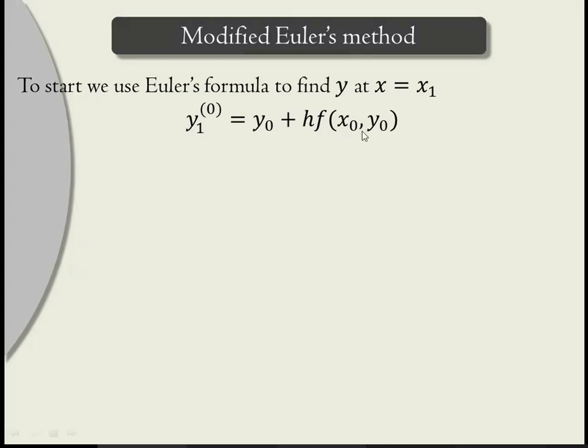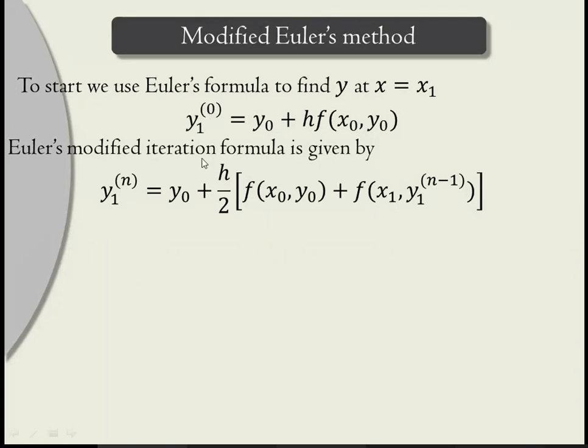After getting this, we find the next term. We try to modify this y1 by using this formula. We call this the nth iteration of y1, and it is given by y0 plus h by 2 times f of x0, y0 plus f of x1, y1 (n minus 1)th iteration. So if you want to find the first iteration of y1, we take the zeroth iteration, the value we get from Euler's formula, and the sum of that divided by 2, that is the mean of these two values, into h, plus y0 will be the next iteration.